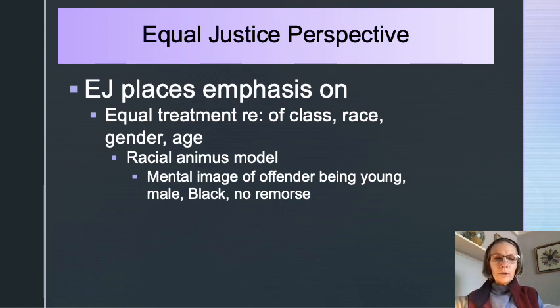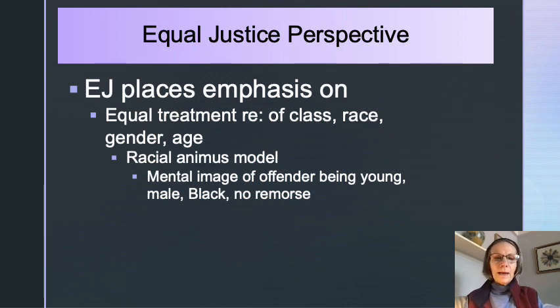In that book, she talks about how when you ask people to close their eyes and imagine a criminal offender in the United States, both black and white folks come up with that image. Knowing that, the equal justice perspective wants to be very mindful of racial bias within the criminal justice system.